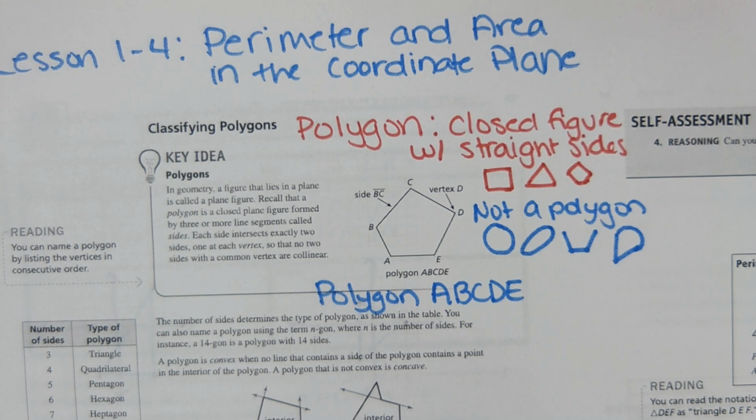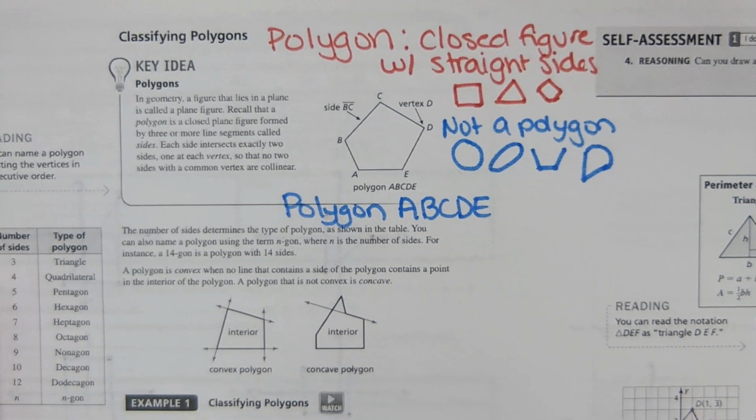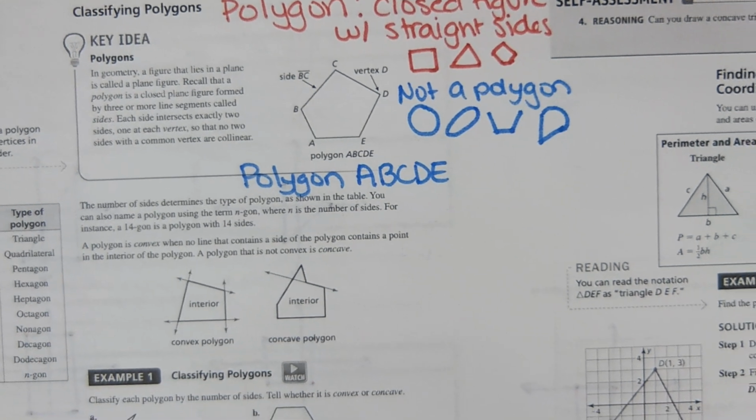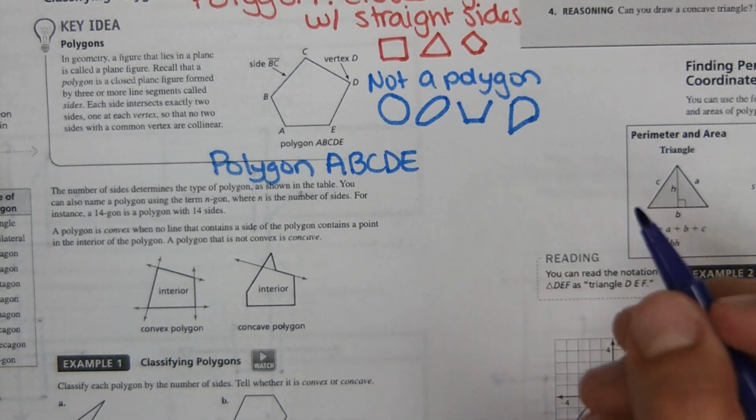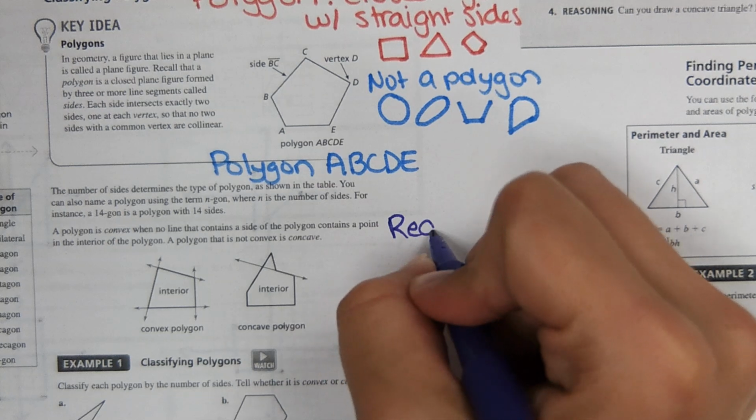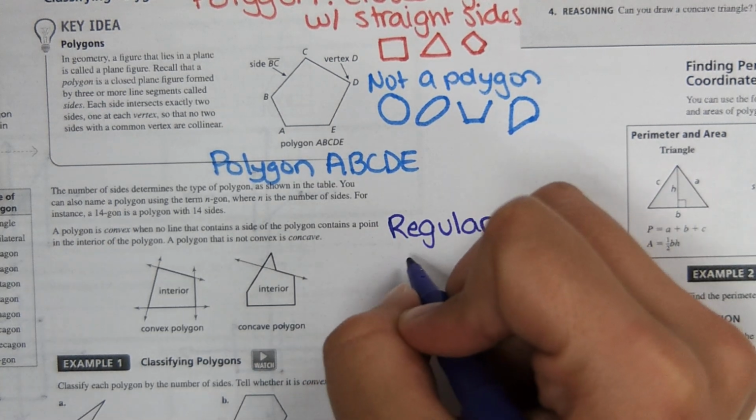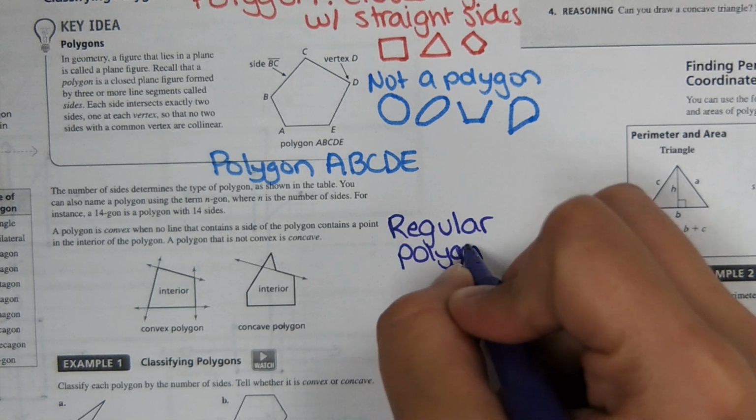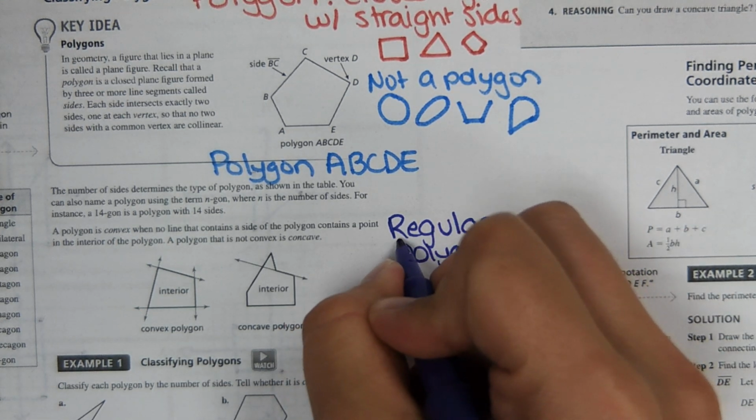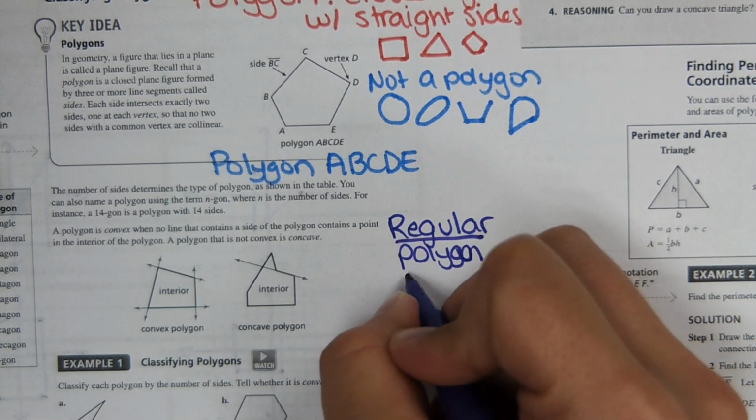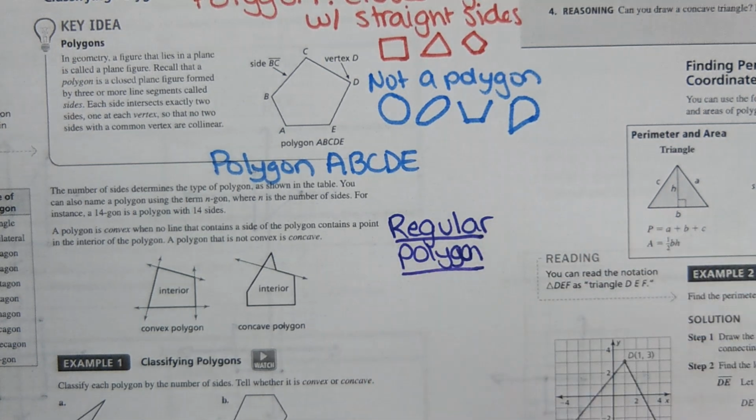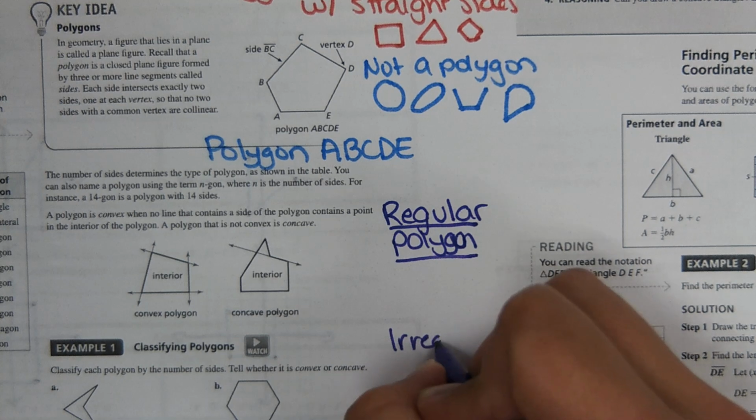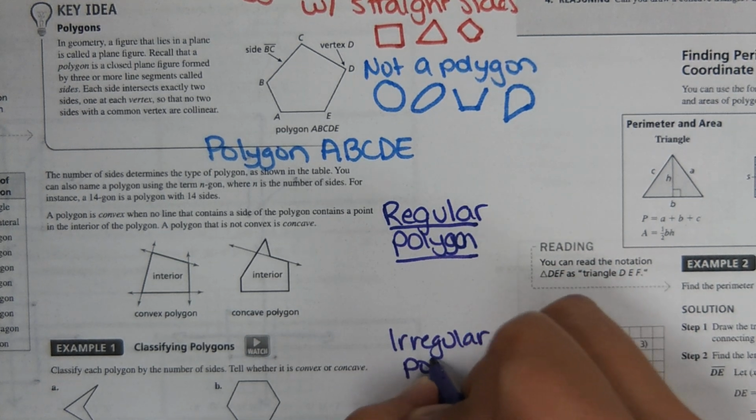Okay, next, this is probably new. We're going to talk about regular polygon versus irregular polygon. So you will see this word regular polygon a lot. And it seems almost like unimportant, but the word regular before polygon is actually really important. So regular polygon versus irregular polygon.